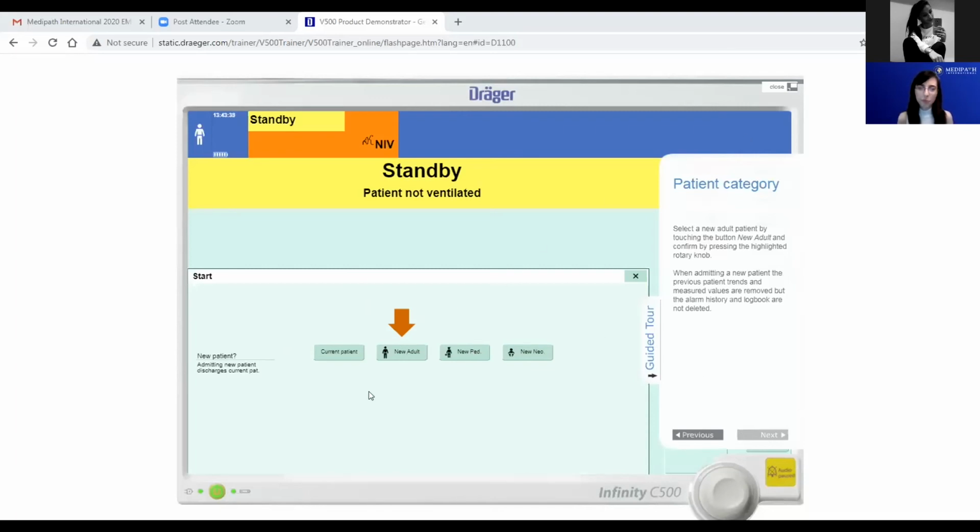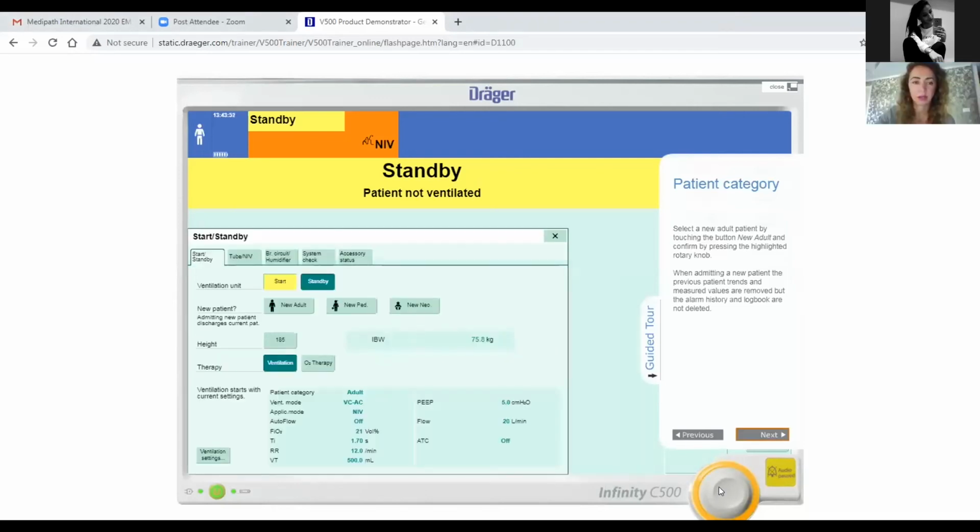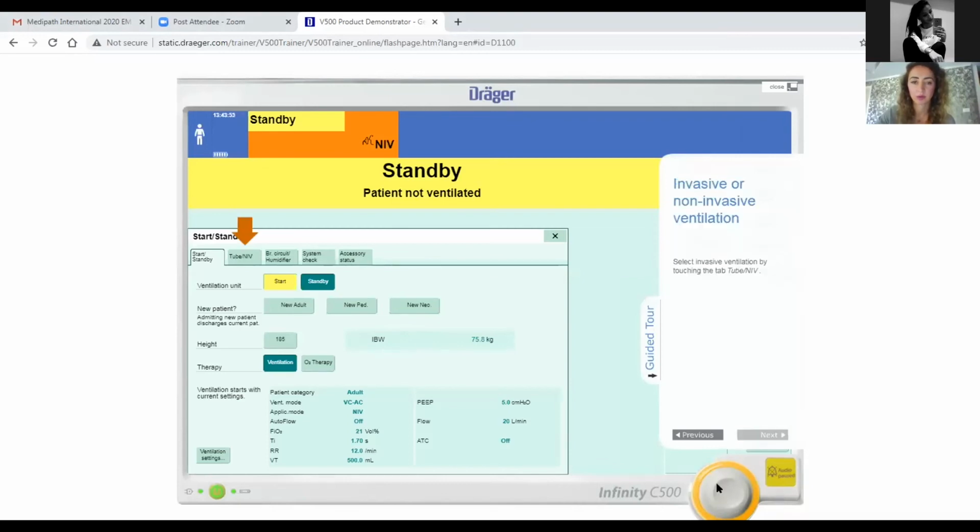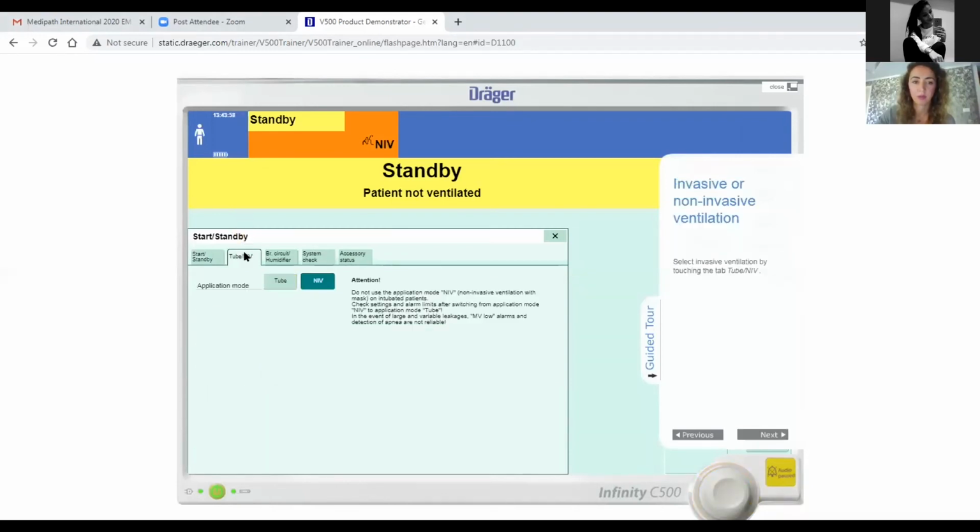We already started, so this is after we put the ventilator on and we choose the patient. So I will put here new adult patient. I will confirm with the circle button, and there we go. Start. Confirm. We have tube. No, we don't want non-invasive mechanical ventilation. We want tube.